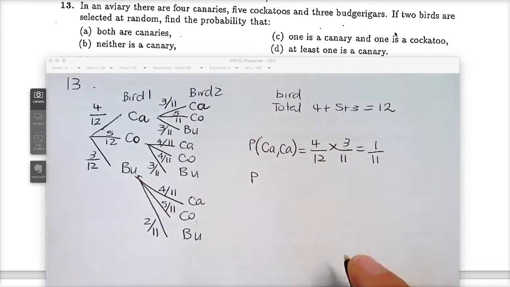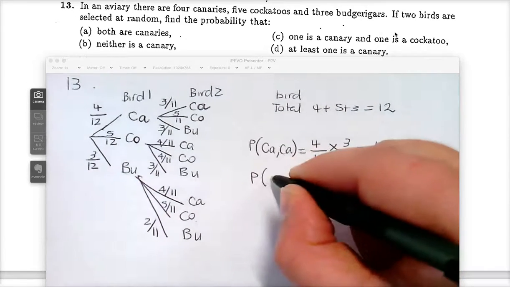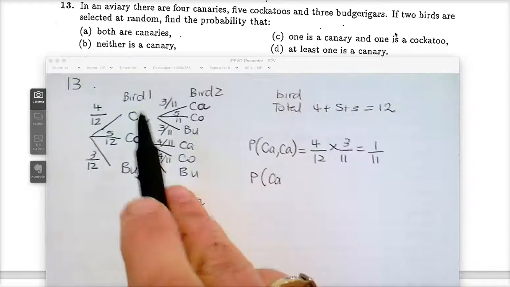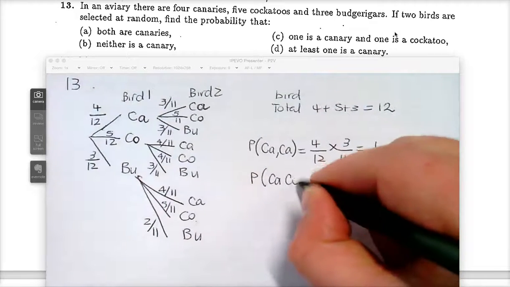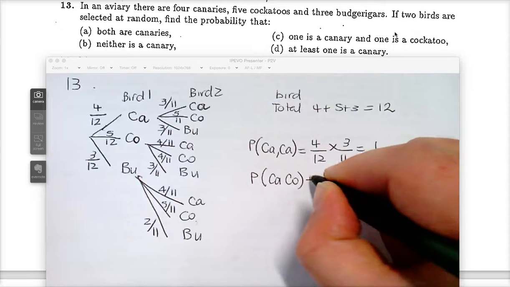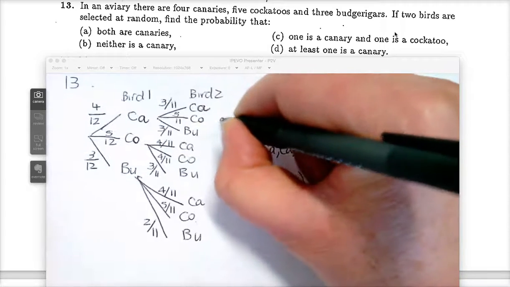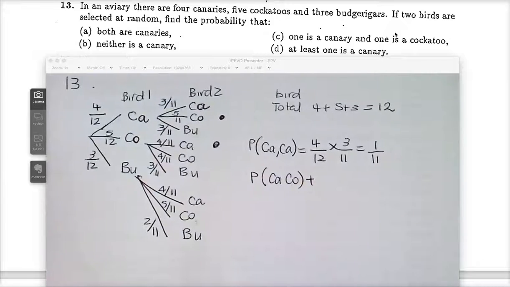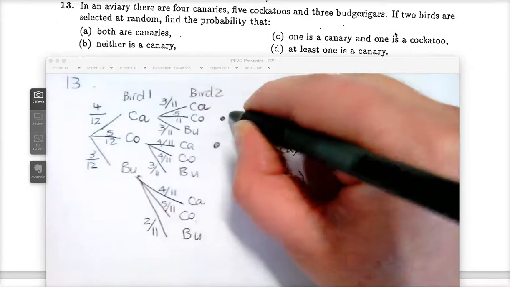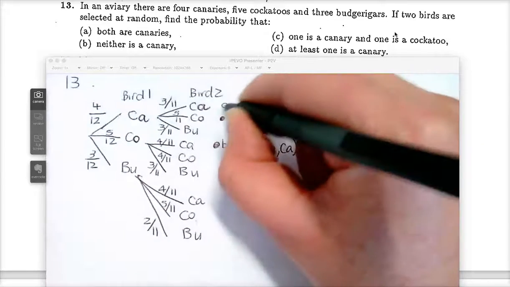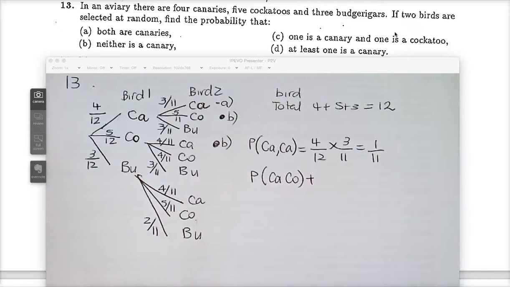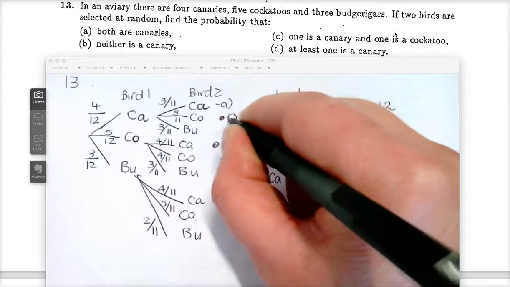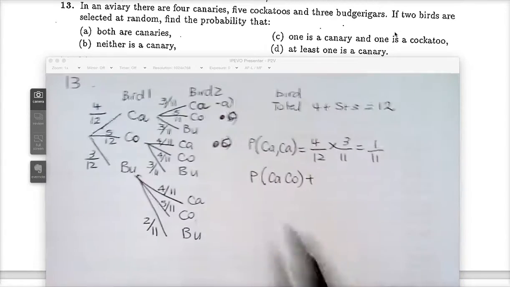All right, probability of 1 canary, 1 cockatoo. You got the CA first, then the CO, or, which means plus. So girls, 1 canary, 1 cockatoo is that one or this one. Can you see it can happen 2 ways for part B? So part B, and that was part A, that one. Oh yeah, sorry. I missed it. Can I just do it? Part C, sorry, is 1.